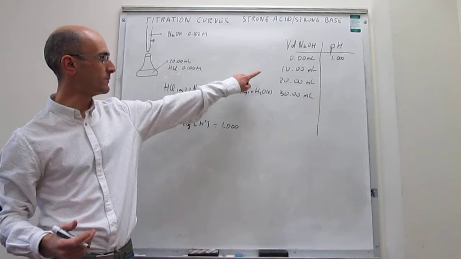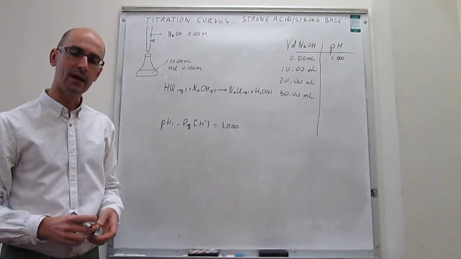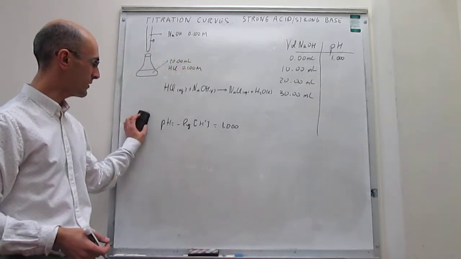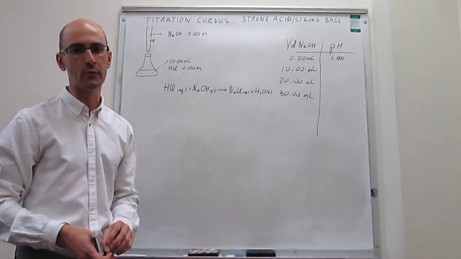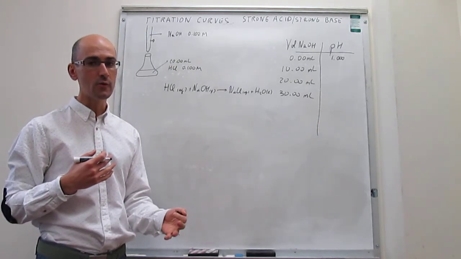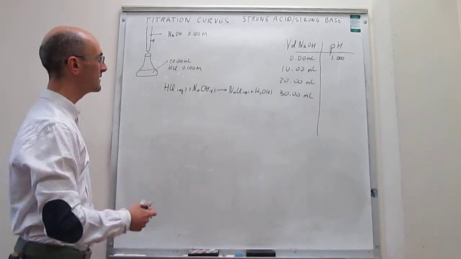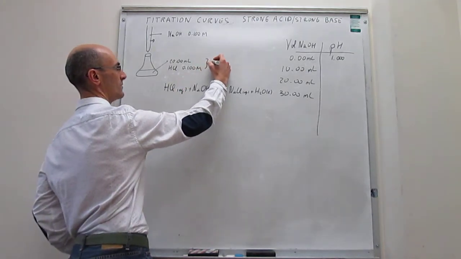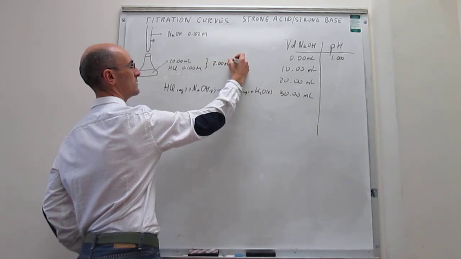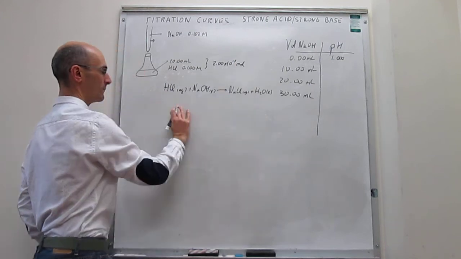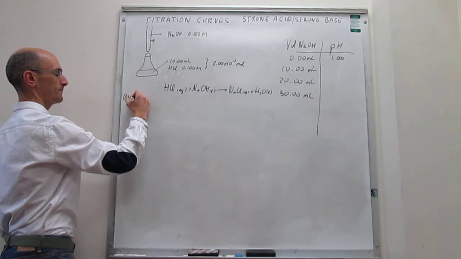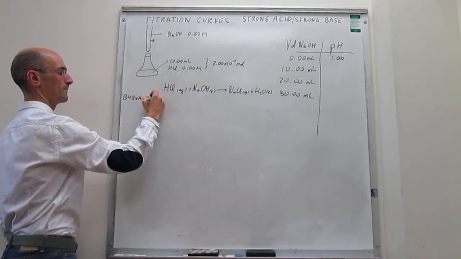Let's go to the next one, which is more interesting. What happens when we add 10 mL of sodium hydroxide, 0.1 molar? Here we already have to think about the stoichiometry of the reaction, in terms of moles of acid reacting with moles of base. Notice that the moles of acid is going to be equal to 2.0×10^-3 moles. So we can build a table where we write the moles before reaction and after reaction.